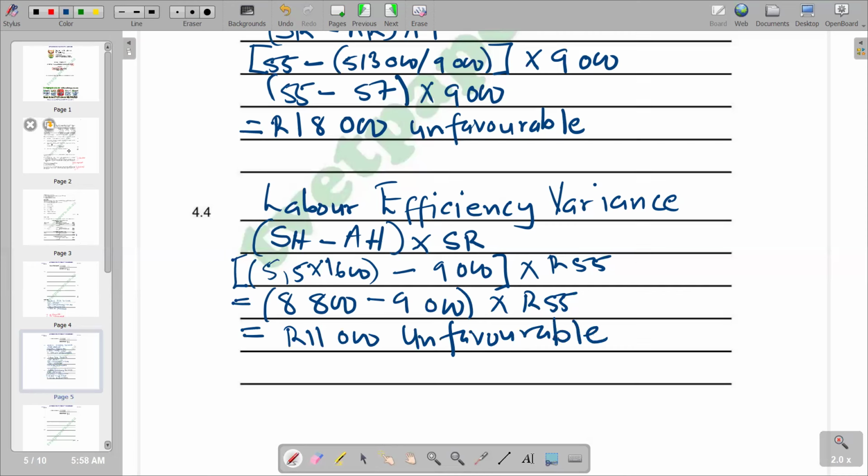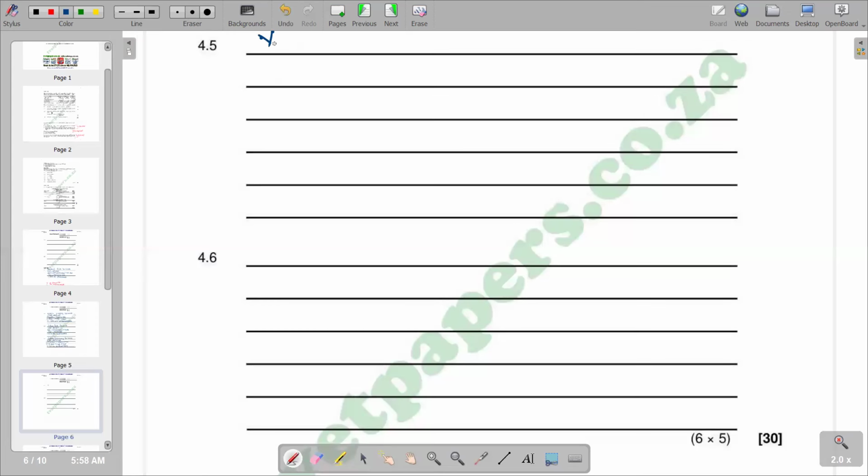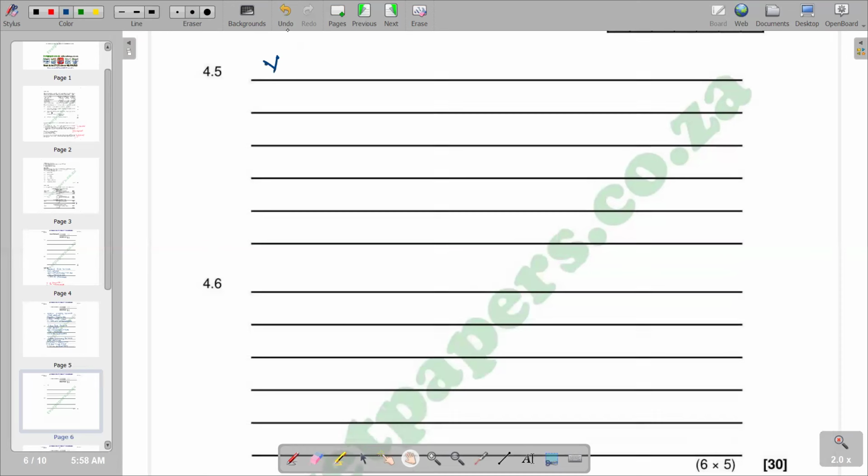Four point four, then you go to 4.5. 4.5 is a variable overhead rate variance. How are we going to calculate that one?